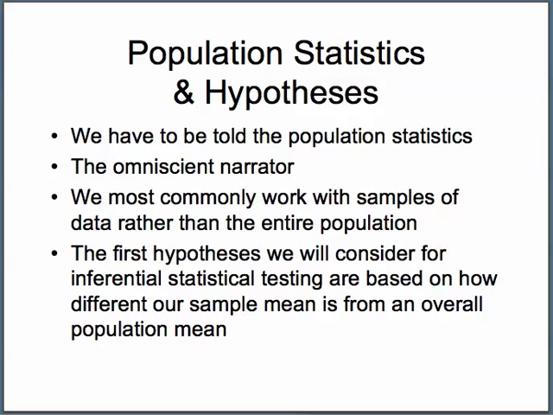Remember that in order to use the z-test, we need to know what the population mean and standard deviation statistics are. We have to be given these statistics and trust that they are true. It's equivalent to having an omniscient narrator who knows what happens to all the characters in a story or novel. Thus, the first hypotheses we will consider for inferential statistical testing are based on how different our sample mean is from an overall population mean.